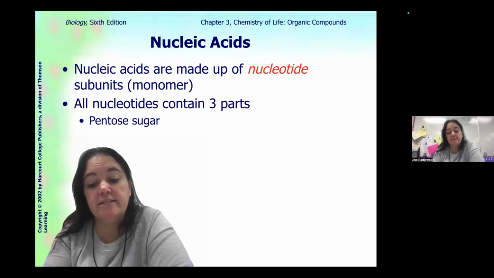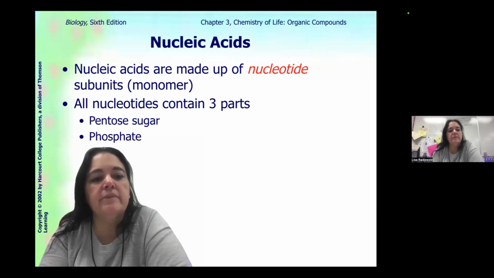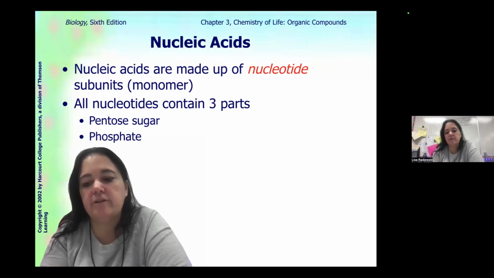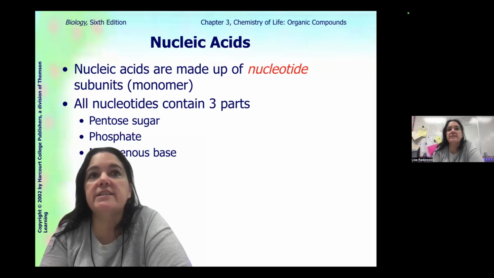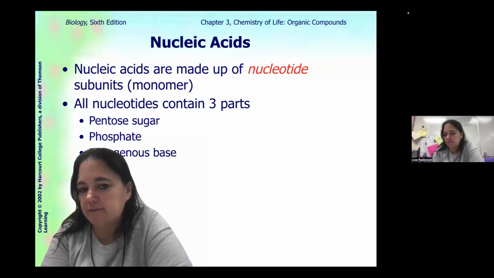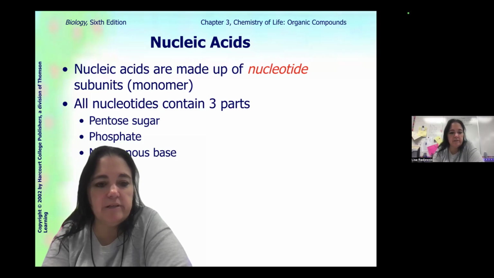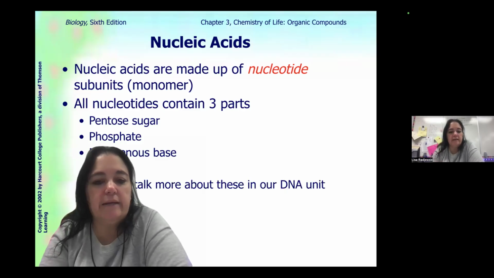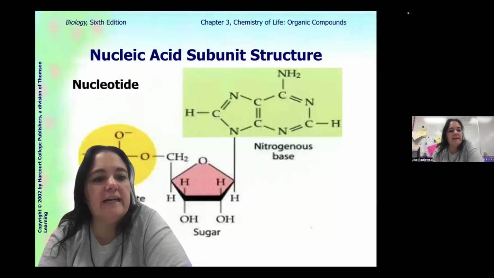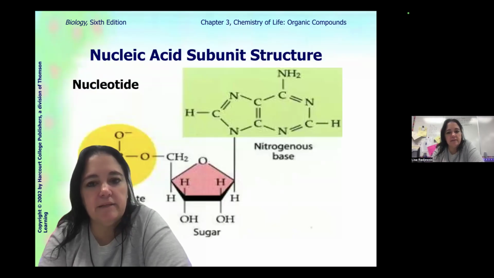The first part is a pentose sugar, which we learned what that looks like. There is a phosphate group, which is one of the functional groups we learned about. And then there's a nitrogen base, and that part is the new part. But you know what nitrogen is, an element on the periodic table. We'll get into more of this later, but right now, this is what a nucleotide is made up of.